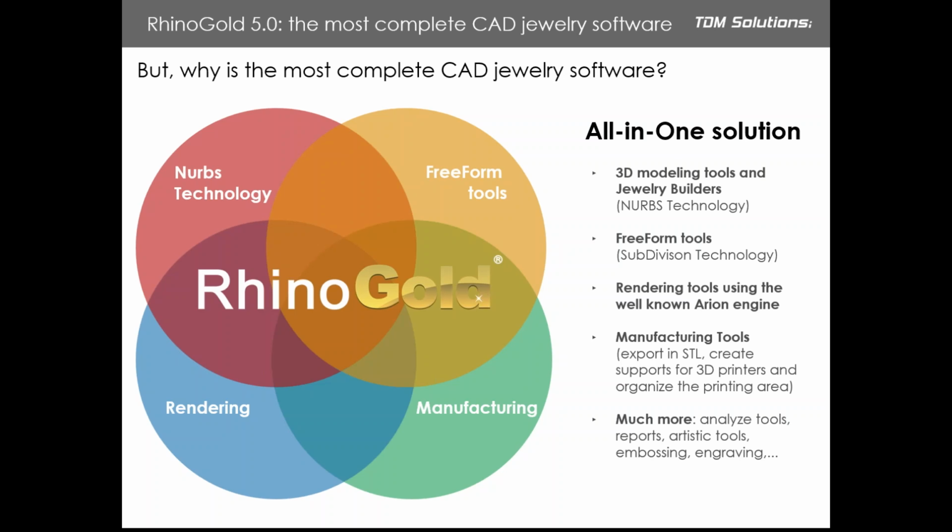And of course, RhinoGold has all the manufacturing and analysis tools to let your model be ready for 3D printing, as well as to get the full report to show to your customers. All this is included in RhinoGold 5, so you actually have no need to go to other companies and buy extra software. The idea is that in RhinoGold 5, you have all the necessary tools to make everything.